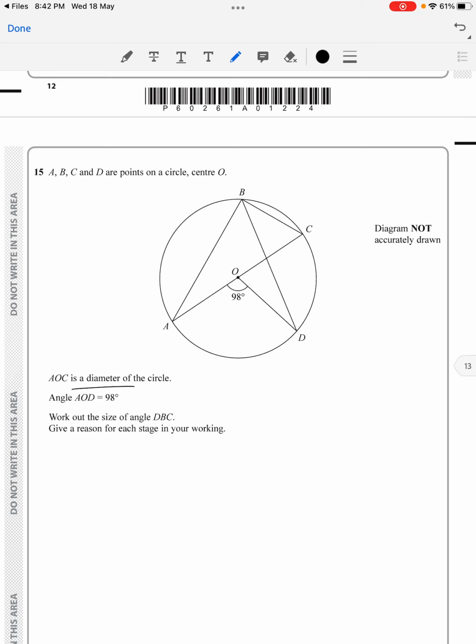AOC is the diameter of the circle. AOD is 98 degrees. Work out the size of the angle DBC, okay? So we have to find out this angle here. We know one thing is that the angle at the center of the circle is twice the angle at the circumference. So we know that angle, and plus we also know, since AOC is the diameter, we know that angle ABC is equal to 90 degrees, semicircle is equal to 90 degrees.